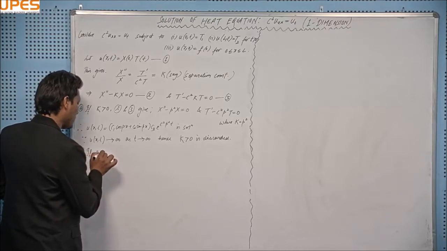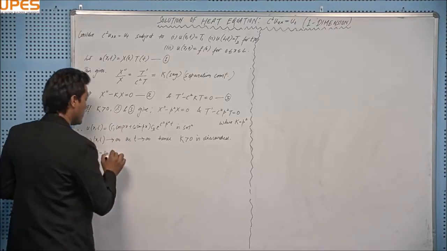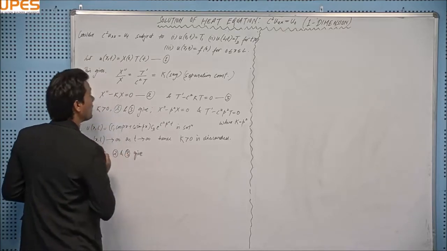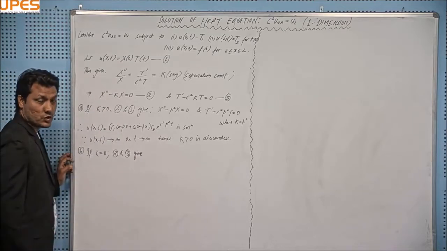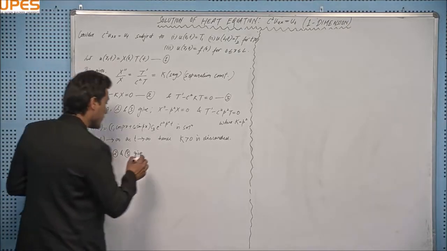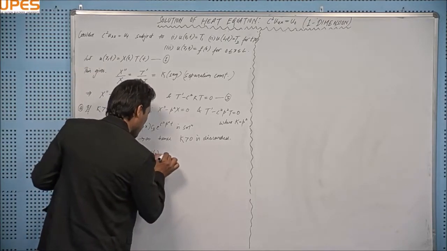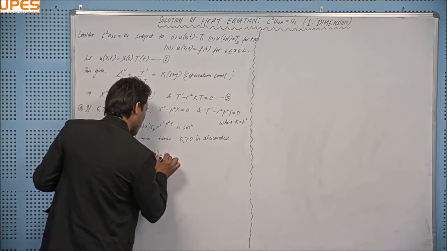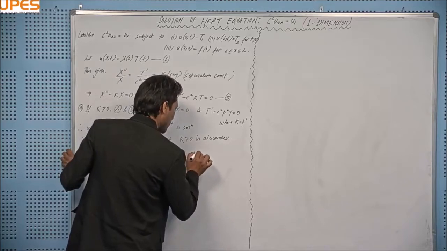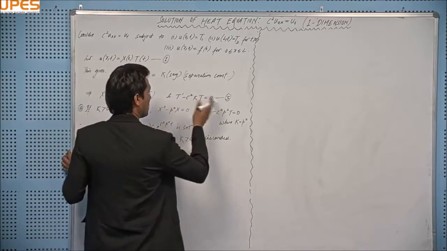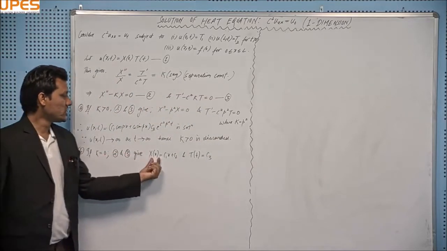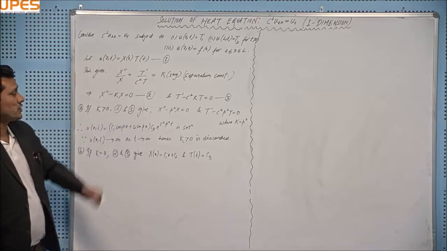If k equal to 0, then the second and third equations give the second equation x double dash equal to 0, because it is a second order ODE, and that will give me a linear function x equal to, let me write it as, c1 x plus c2, right? Fine. And T will be constant c3, right?